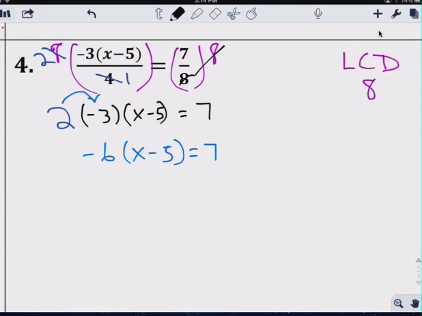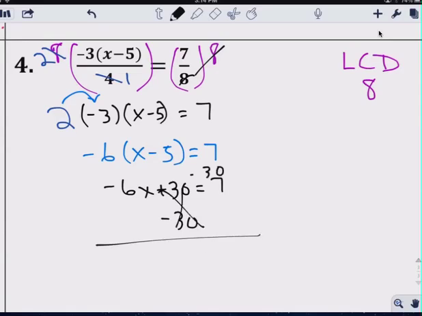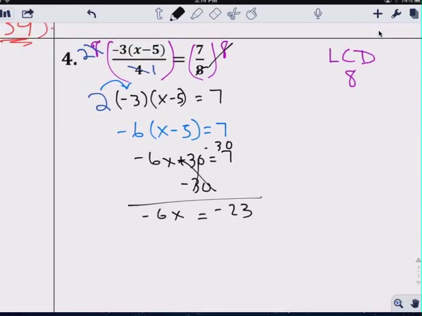And now we can distribute. Negative 6x plus 30 equals 7. Minus 30 to both sides. That's a negative 23 because the bigger number takes the sign, right? Divide by negative 6. 2 negatives makes a positive.